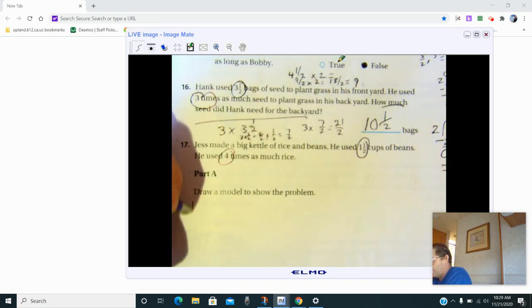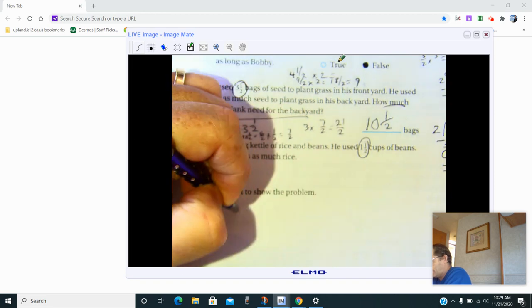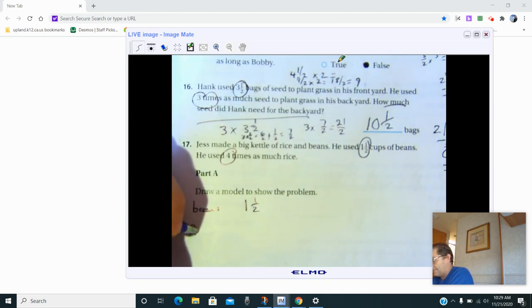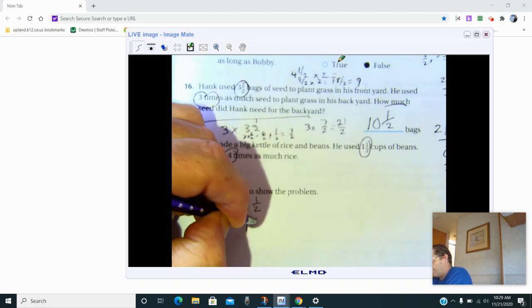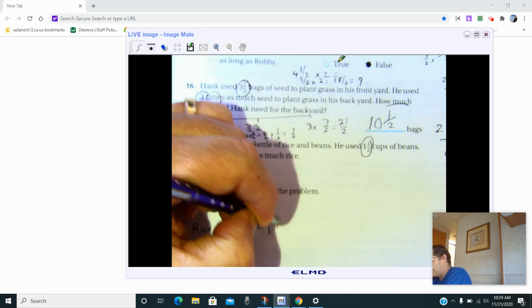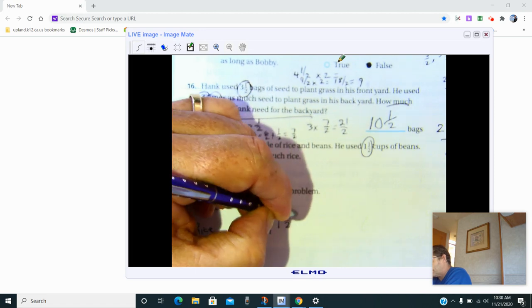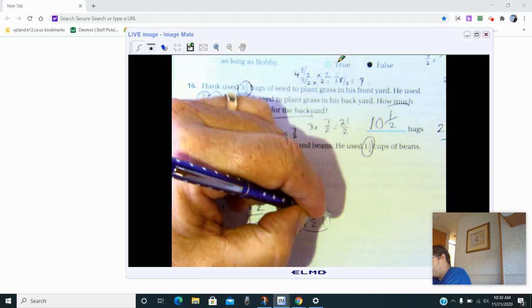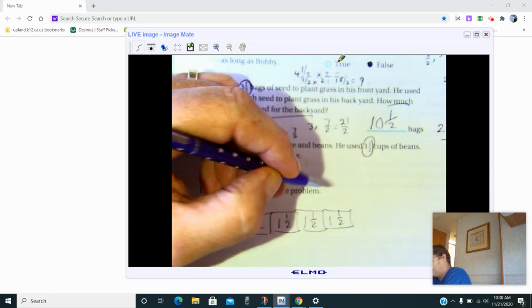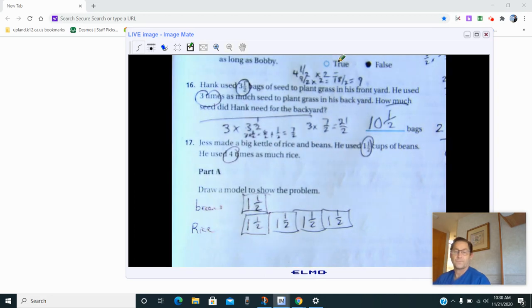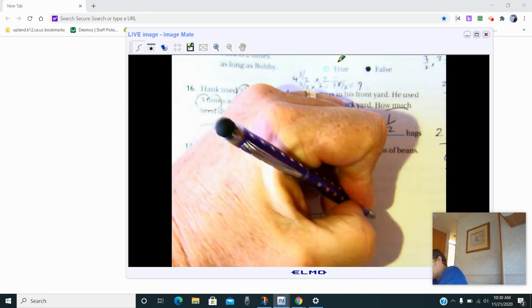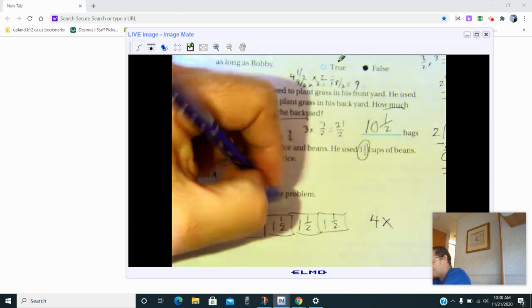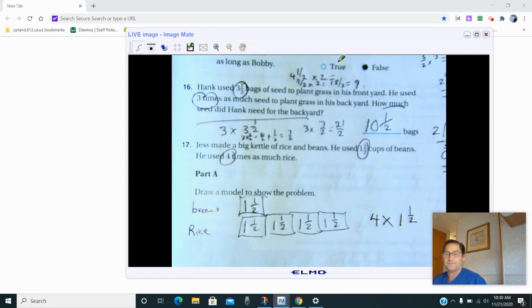Okay, so beans, 1.5 cups. Rice will be 4 times as much. Okay. And so our math equation would be 4 times 1.5.